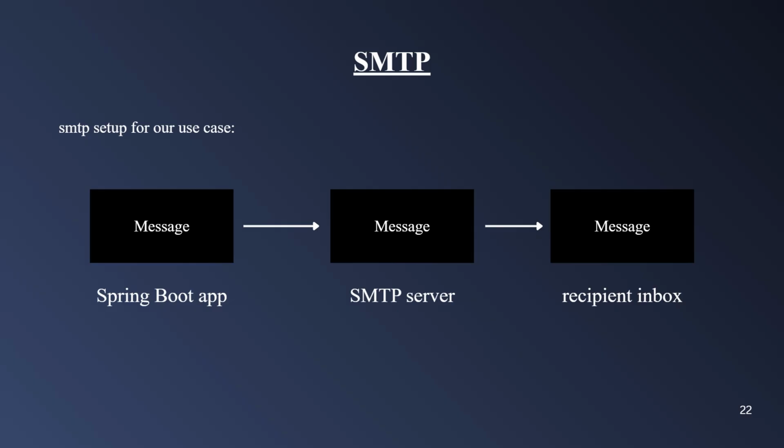If you could have a look at this flow here, you have the message generated within your Spring Boot app itself, which we will see very soon. Then the message is forwarded to the SMTP server, and from there onwards, it's sent to the recipient's inbox. So can you see here? The SMTP server is like a digital post office, because you are sending the message from your app to the server, and the server sends it to the recipient's inbox.